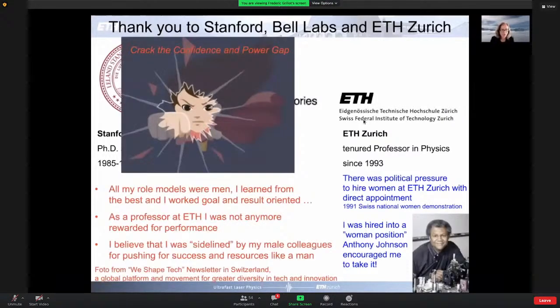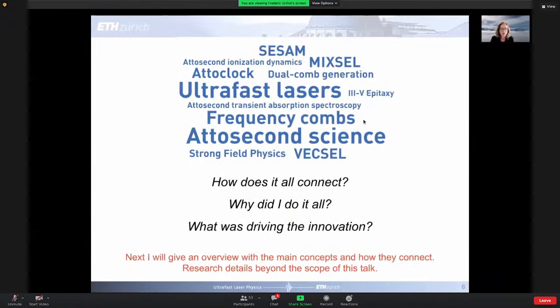Up to this point, practically all my role models were men. I learned from the best, and I worked goal and result oriented. As a professor at ETH, I was not rewarded for performance anymore. I believe that I was actually sidelined by my male colleagues for pushing for success and resources like a man. But let me show you how I ended up doing all this work, coming from systems to ultimately attosecond science and frequency metrology, and what was the driving force behind it.